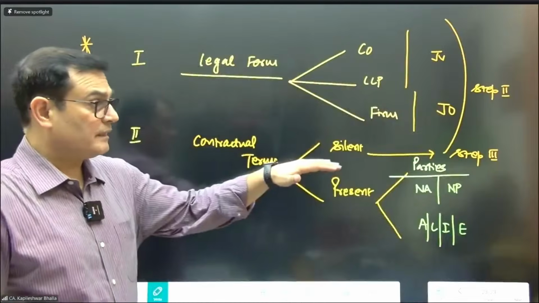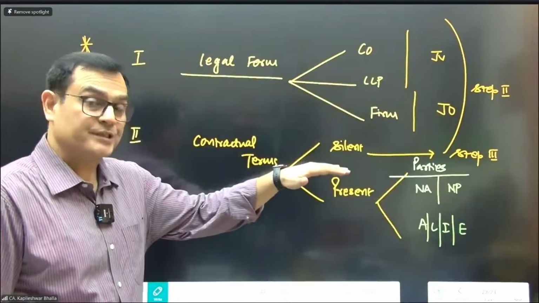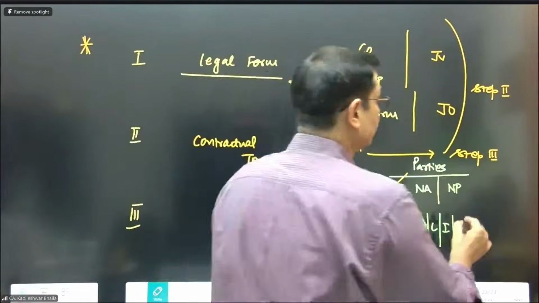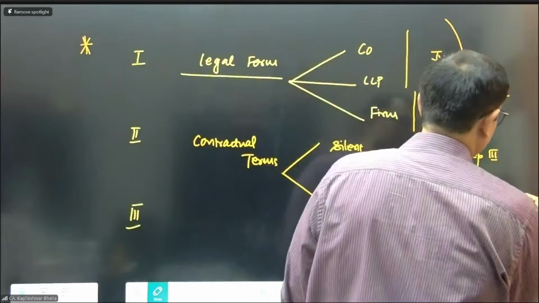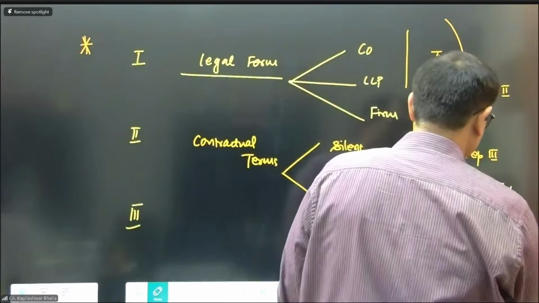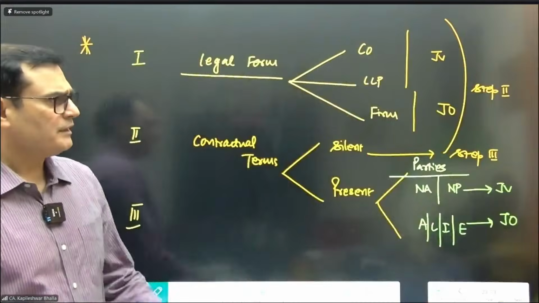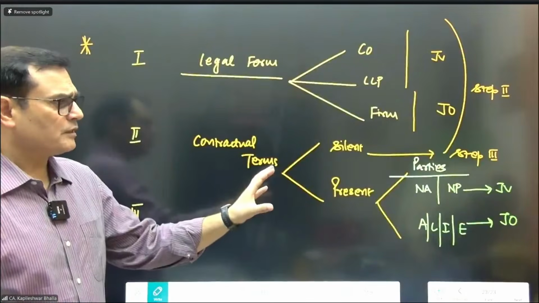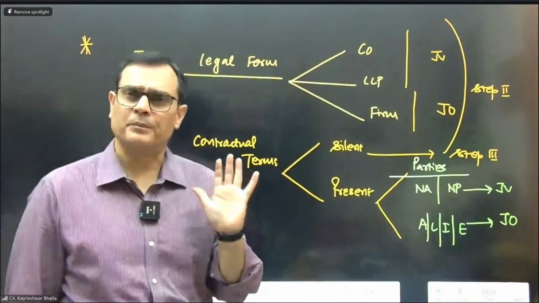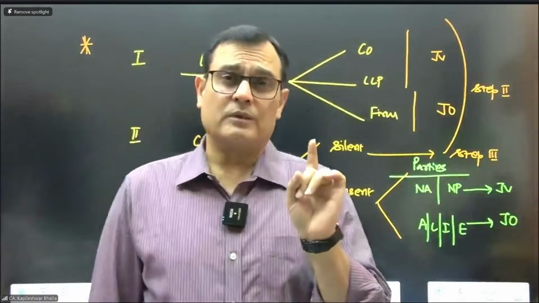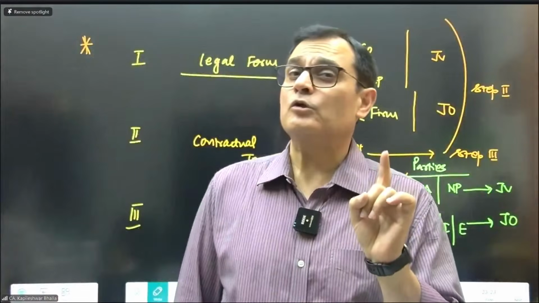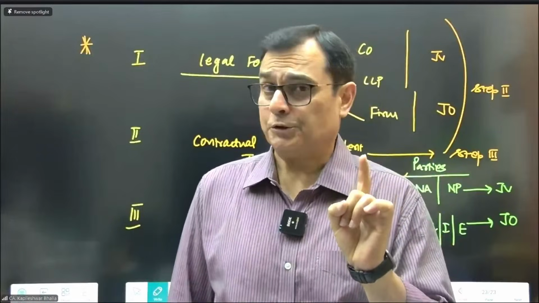In case they are getting a share in the net assets and net profits of the company, then it is supposed to be a JV. And in this particular case, it is a JO. Once the contractual terms are present, there is no need to go to step number three. The need to go to step number three is only if the contractual terms are silent in nature.